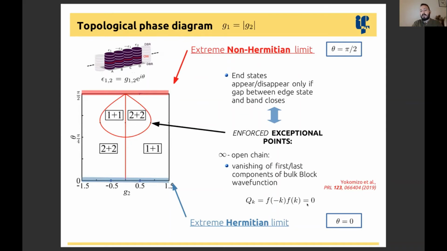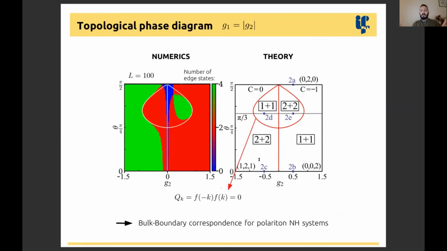So we have an analytical condition to draw this phase boundary, as you can see here in red, and then what we can do is take our theoretical results and compare with numerics. So we take an open system, 100 unit cells, we span over different values of theta, we count the number of edge states, and we can see that there is a remarkable agreement between the numerics and the theory. Of course, there are some discrepancies due to finite size effects. So we have established a new bulk boundary correspondence for polariton non-Hermitian systems.